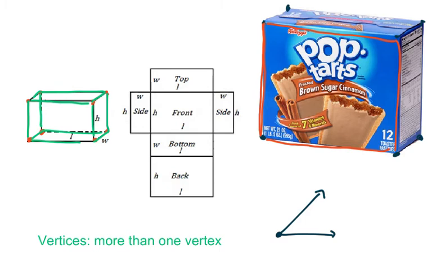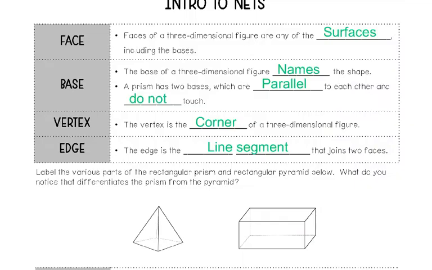So those vocab words that we just learned are going to be really important in giving us information about these 3D figures, and that's going to relate to surface area and volume. So take a second and use what you know about face, base, vertex, and edge definitions, and let's look at these 2 shapes here. These are 3D shapes, and I want you to label the various parts of these rectangular prisms and rectangular pyramids, and pay attention to the differences between them, especially the faces. So take a second, pause the video now, and then press play whenever you're ready to check.